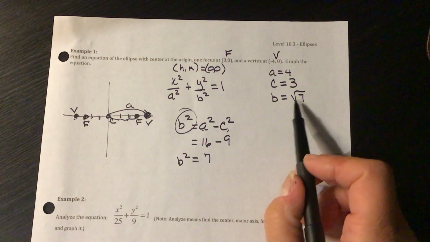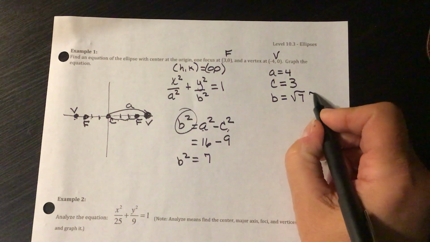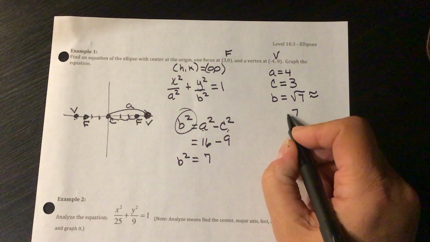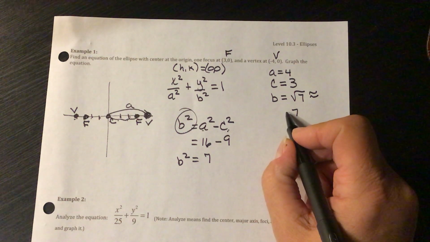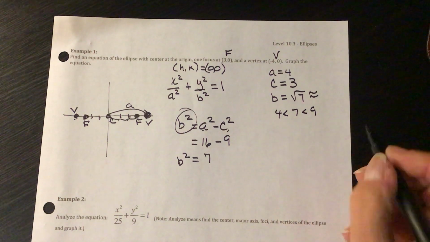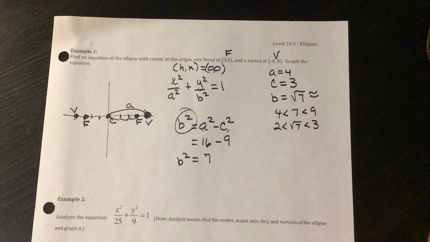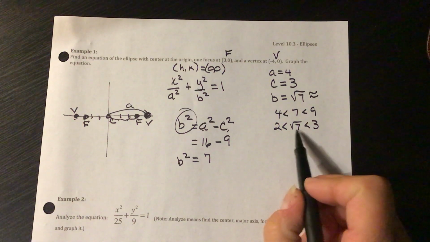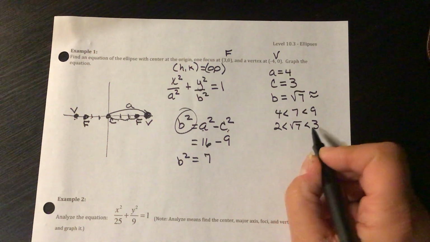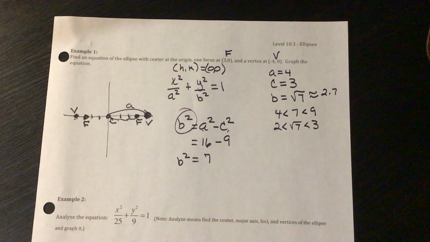So if I want to graph this, the square root of 7 is approximately, and if I think about this, 7 is in between perfect squares 4 and 9. So 7 is greater than 4 and it's less than 9. So the square root of 7 is going to have to be greater than 2 and less than 3. All right, and I think it's a little bit closer to 3 than it is 2. So we would say that this is about 2.6 or 2.7, a little over halfway between 2 and 3.